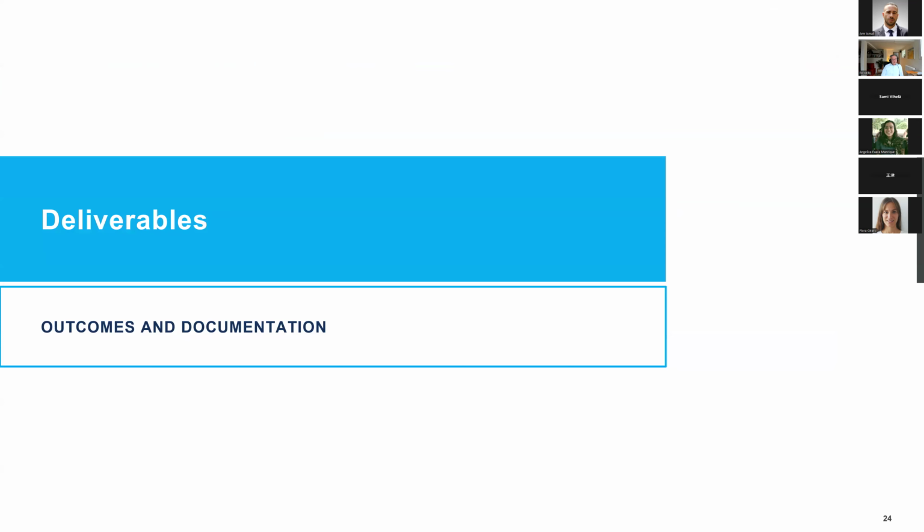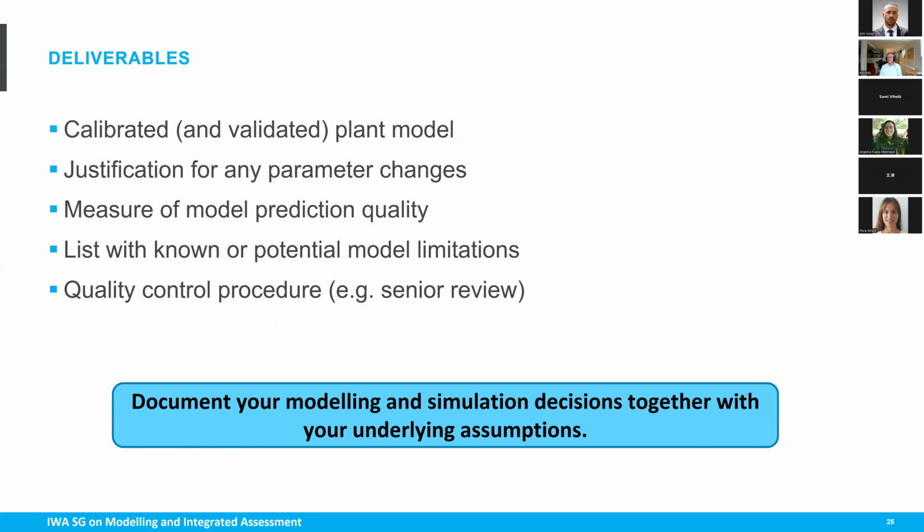Okay, so just one slide on deliverables. Very important for me is documentation, right? So I want to see the calibrated and validated plant model, a description or documentation of all the inputs and settings and whatever else went in there. There will be a lot of assumptions. They have to be written out. There has to be justification for any parameter change. Don't just change up and down, say, I calibrated. There has to be some justification provided.